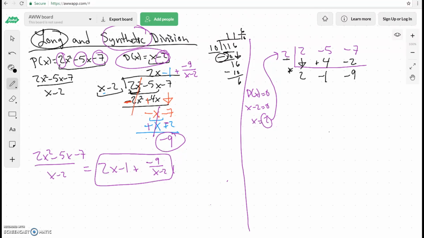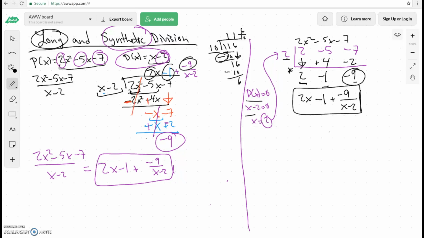Okay, and that's it. And notice that these terms are actually the numbers that we had here. The way that I remember how to write this is, first of all, I started off with a degree 2 polynomial because this was 2x squared minus 5x minus 7. Now this is going to be a degree 1 polynomial. So this is going to be 2x minus 1. And then this is my remainder term. So this is going to be plus negative 9 divided by my divisor, which in this case is x minus 2. And notice that I get exactly the same thing.